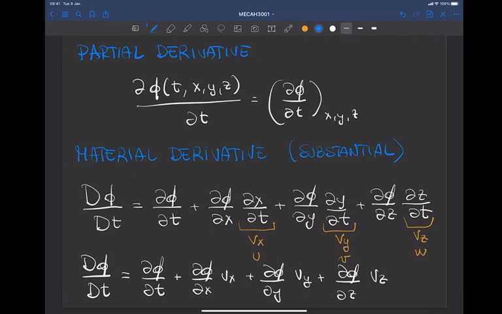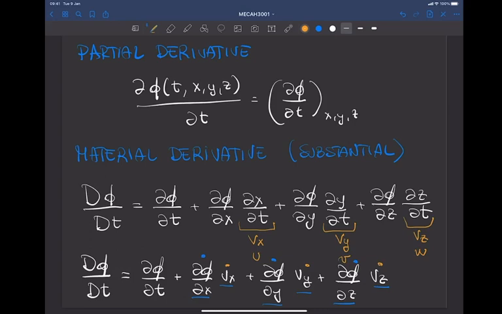In particular, you see, if you look at these terms here, so we have Vx times d phi over dx, and then you have Vy d phi over dy, and then we have Vz d phi over dz. You can actually see that this is the scalar product of the velocity vector and the gradient of phi. So if you see these three contributions here, this is the gradient of phi, and this contribution here, this is the velocity vector.